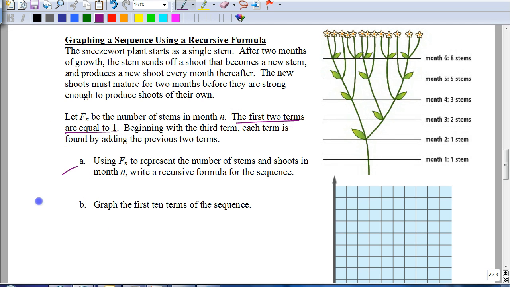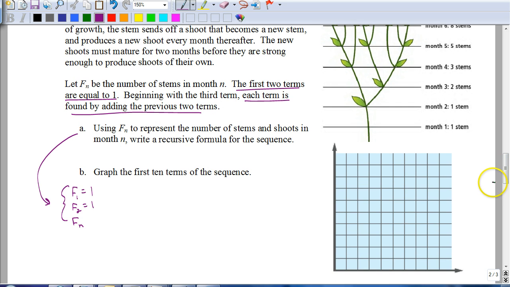So to write a recursive formula, the first term would be 1, and the second term would also be 1. Now to find the next term, each term is found by adding the previous 2 terms.